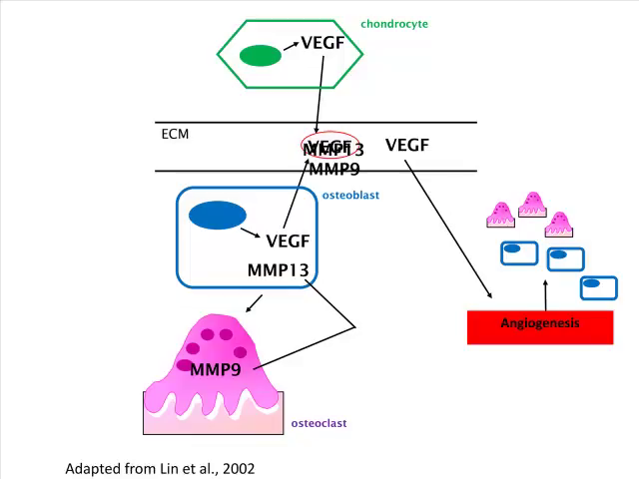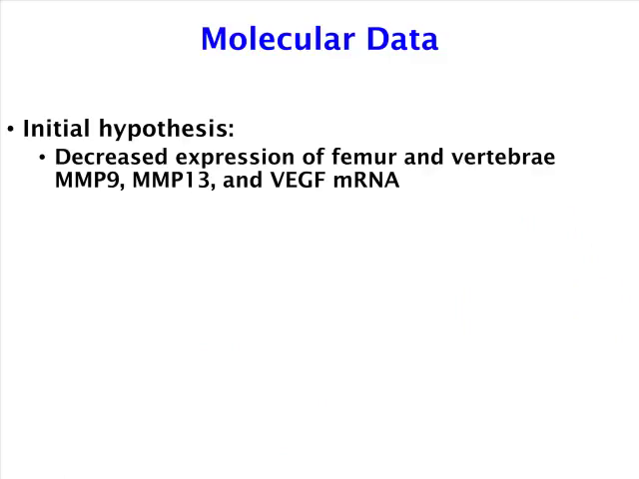So after digging and learning about what these particular proteins do, just keep in mind there's 21 or 22 MMPs, so these are not the only ones. Our initial hypothesis was that there would be a decreased expression of the femur vertebrae MMP9, 13, and VEGF mRNA in our hypovitaminosis D kyphotic pig model, so the pigs that were produced by the -D sows. The reason we measured mRNA is there's evidence that these proteins are controlled transcriptionally.